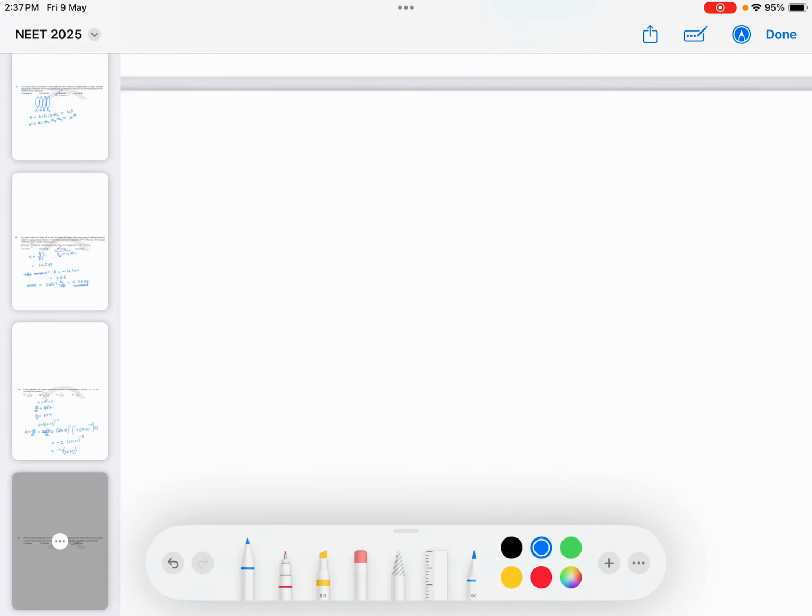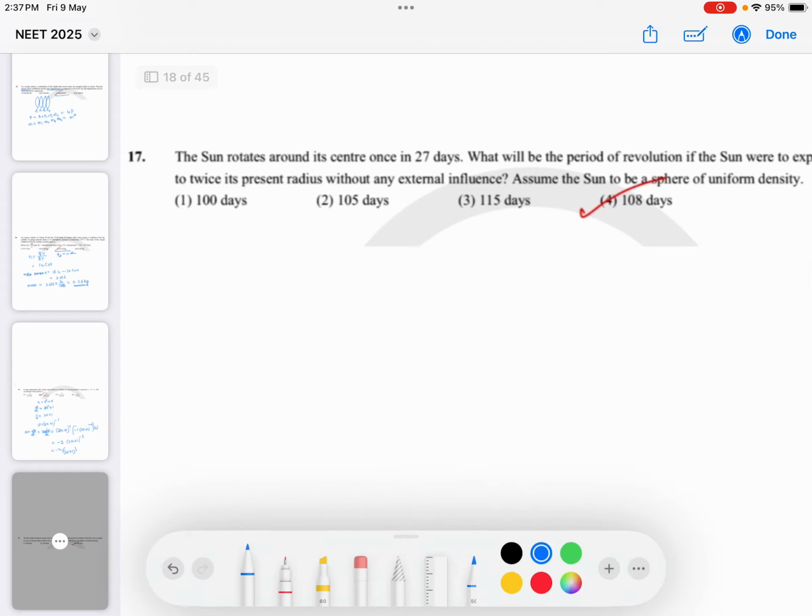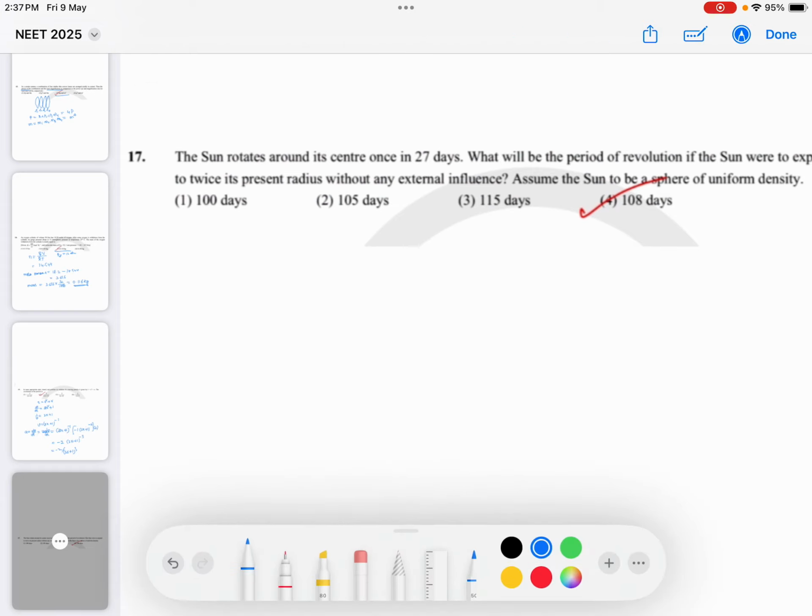Next question. The sun rotates around its center in 27 days. What will be the period of revolution if the Sun were to expand to twice its present radius without any external influence? Assume the Sun to be a sphere of uniform density.